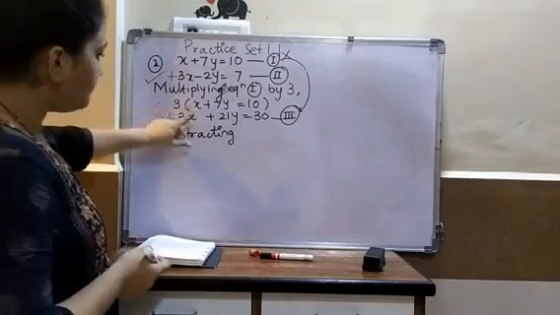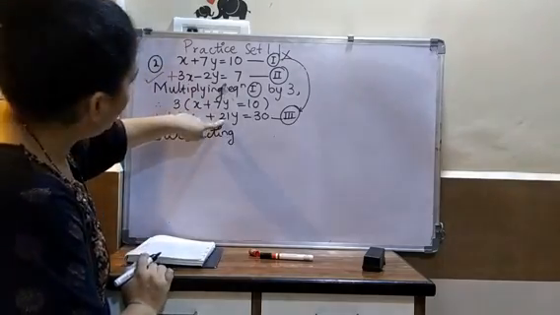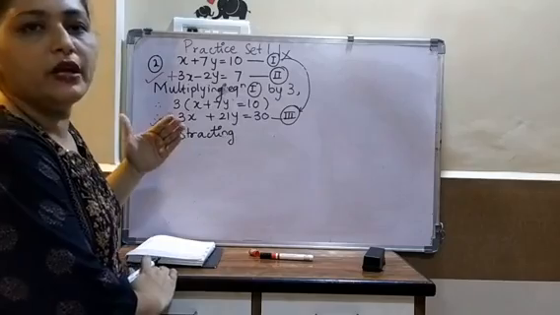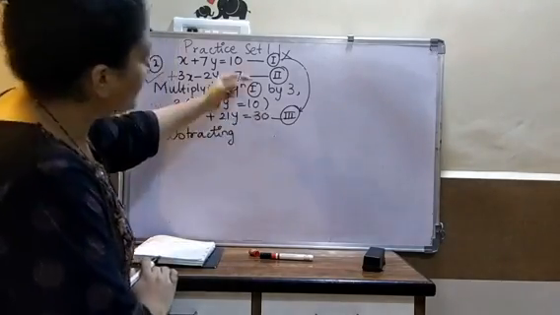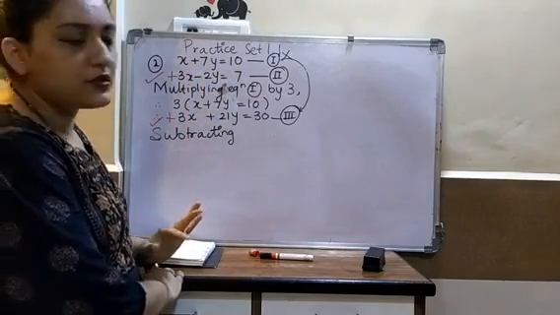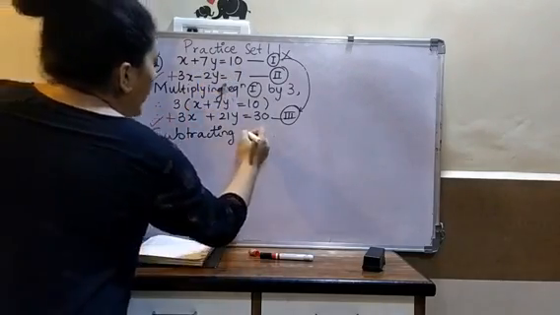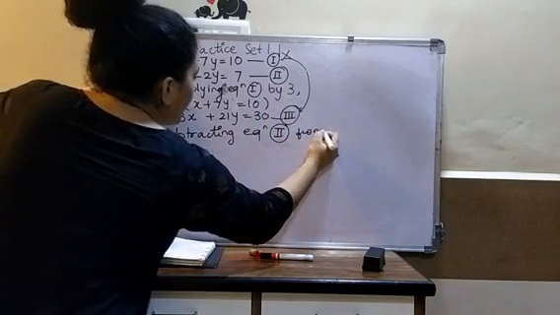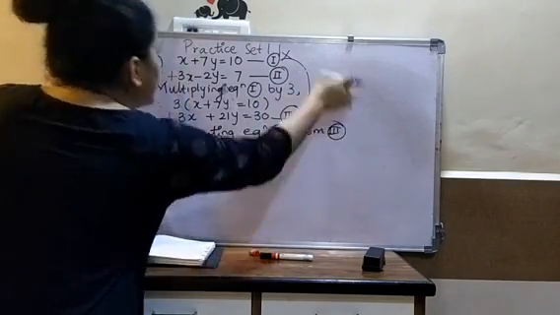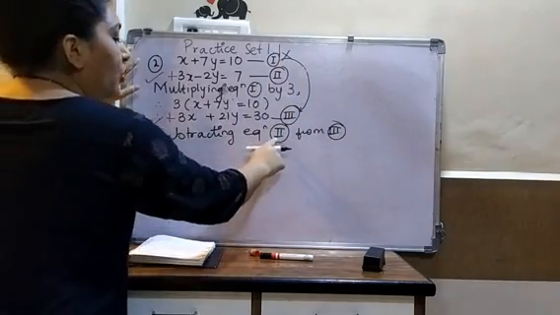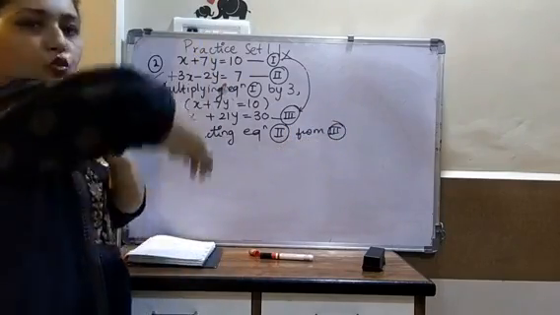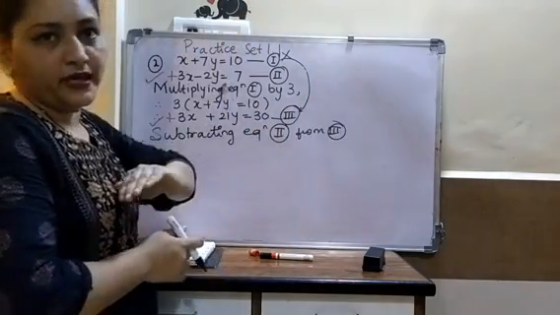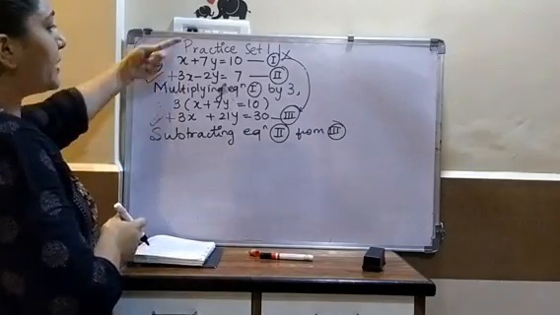Quite easy. See here, it is 21 bigger one, it is minus 2 smaller one. So if we subtract 3 minus 2, that will be convenient for us. Also here 30 minus 7, convenient for us. So what we will do? We will subtract equation 2 from 3. So that's why equation 2 from 3. We will subtract 2 from 3. Okay, so from means the one from which you subtract. So from 3 we are subtracting 2.